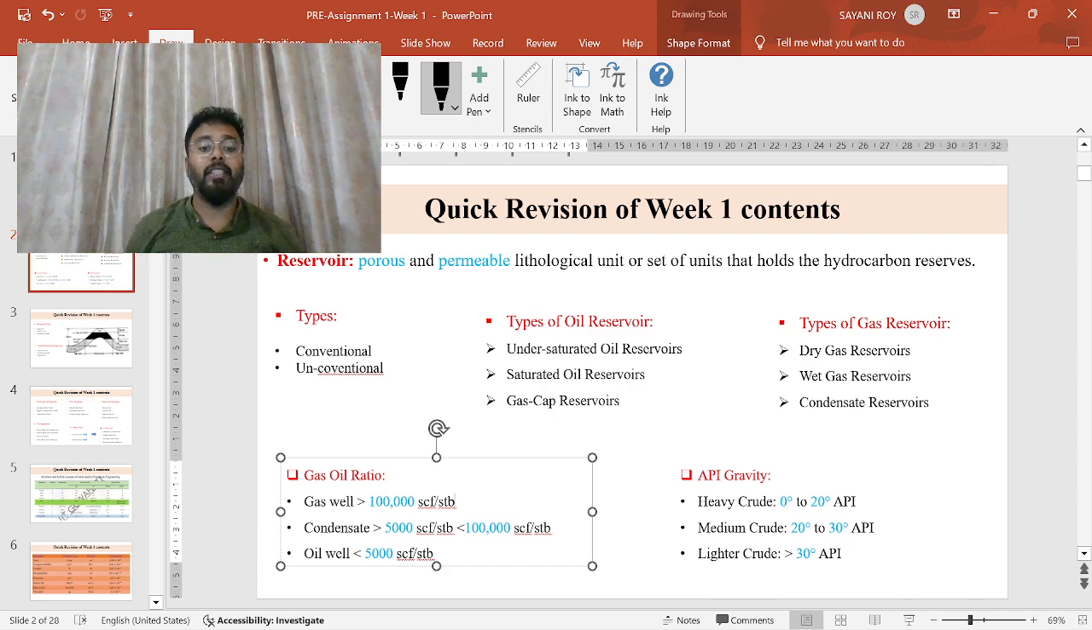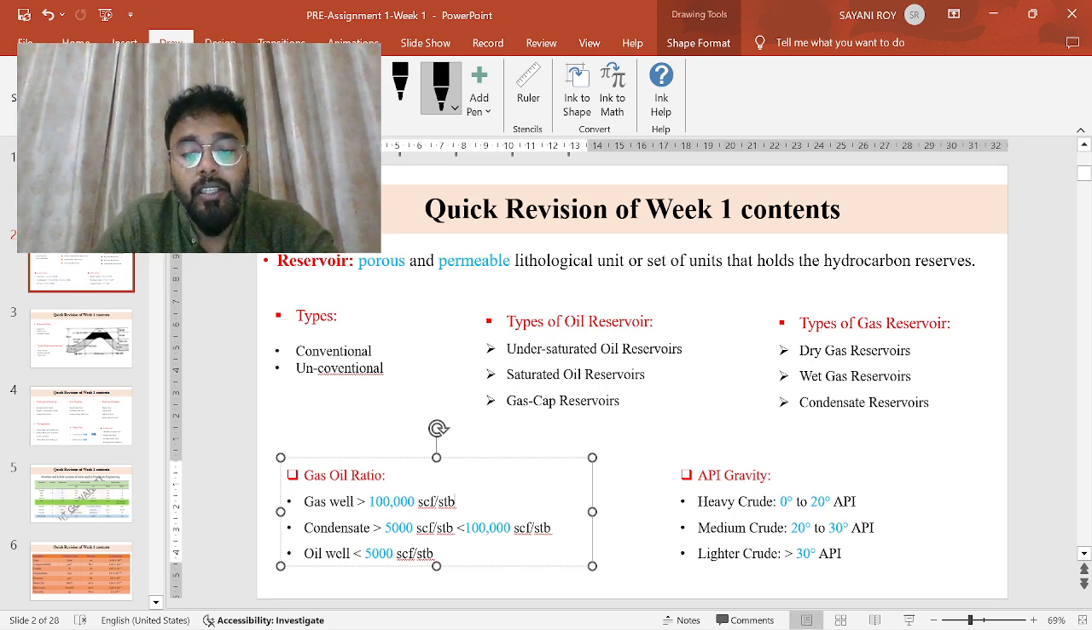5,000 SCF per STB means 5,000 standard cubic feet of gas is released from one standard barrel of oil. So this is the definition for gas oil ratio.